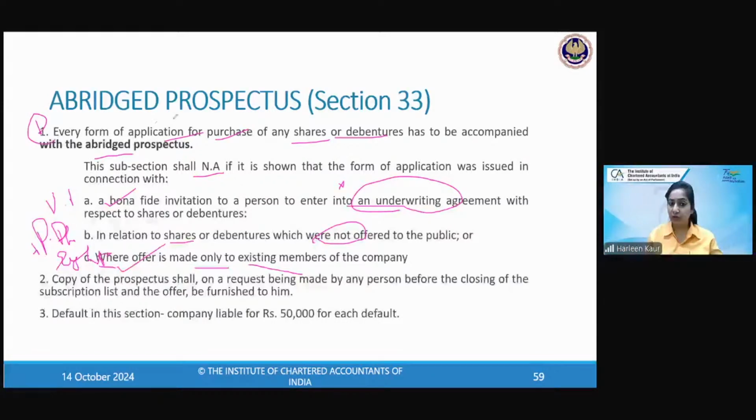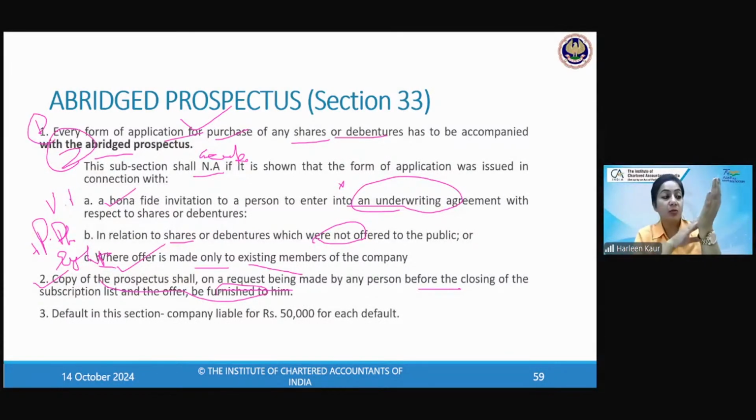Number one, with every share application it has to go. Number 2 point is the exceptions that you have to learn, children. Number 3 point, on request being made by any person before closing, the full detail of the prospectus has to be issued. So if I have invested in your company and I want to have the full prospectus also, then the company has to furnish the full prospectus also.